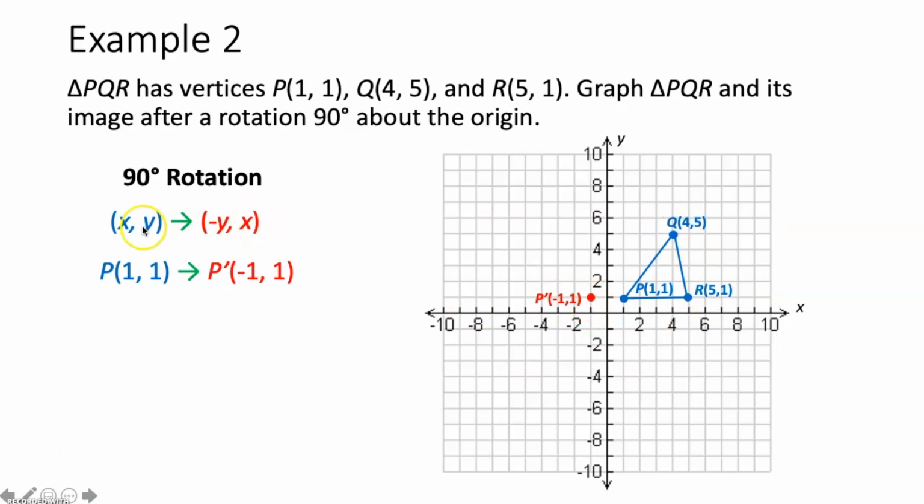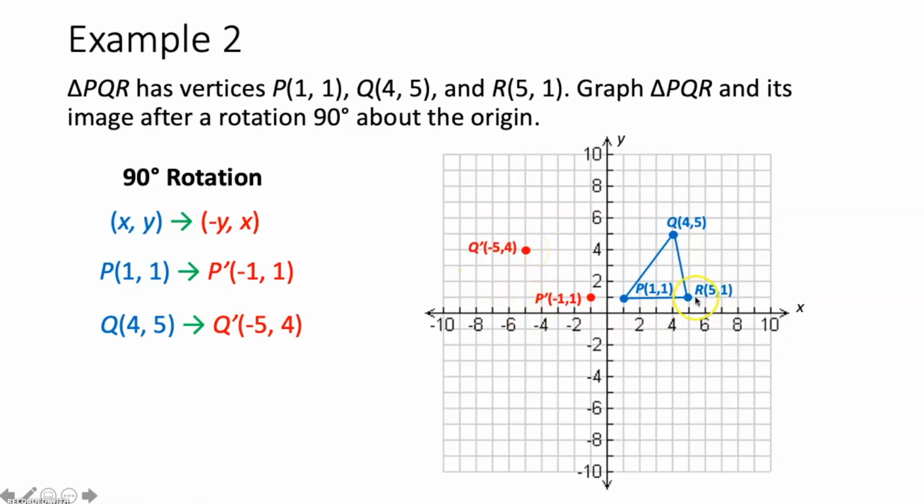We're going to use our cheat code here. We're going to flip the X and the Y coordinate, so it's going to be 5, 4. And then we make the Y coordinate the opposite of what it was. So instead of being 5, 4, it's going to be -5, 4. And that is where Q prime is going to be. So we go over -5 on the x-axis, up 4 on the y-axis, put Q prime.